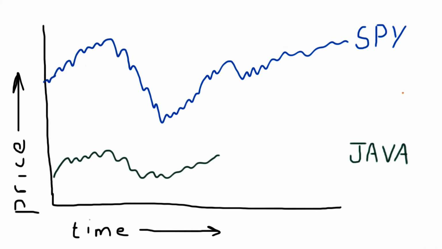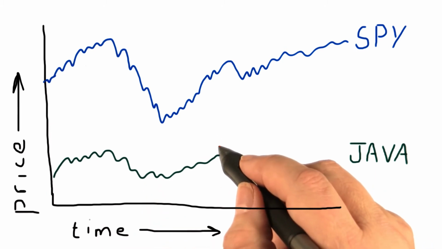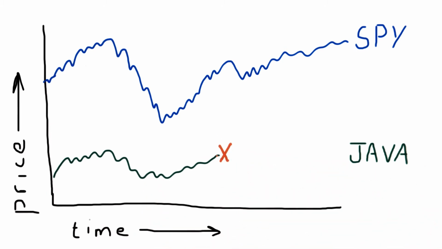Now let's look at a couple more examples. We'll add Java, J-A-V-A, and as you can see, it was trading from the beginning here, but for some reason or another, abruptly stopped. Now what happened there? Well, you may remember that Sun Microsystems, which was trading under the ticker Java, was acquired by Oracle in 2010. And on that date, that ticker went away. So if you look at historical data for Java, you'll see that it ends sometime in 2010.